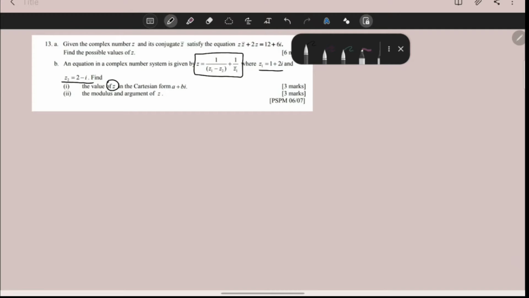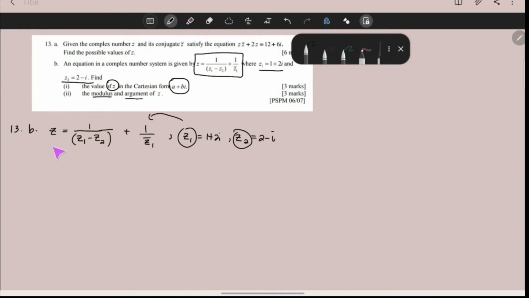The values of z1 and z2 are given to you, but they ask you to find the value of z in the Cartesian form. And the second one, you are going to give the answer for the modulus and the argument of z. So we have these equations given by z1 and z2. We are going to substitute z1 and z2 into this equation.